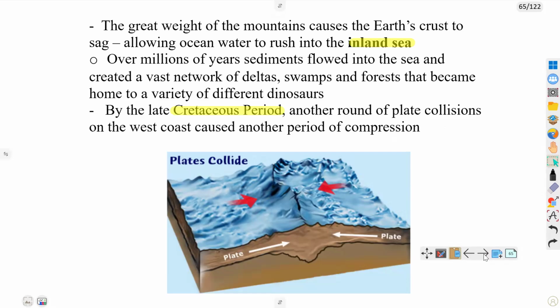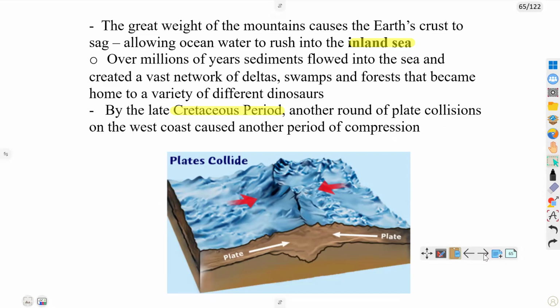The great weight of the mountains caused the Earth's crust to sag. This caused ocean water to rush in, and we formed an inland sea. And over millions of years, we had sediments flow into the sea, creating a large network of important areas, swampland, deltas, and forests, which allowed all sorts of different dinosaurs to be found in this area.